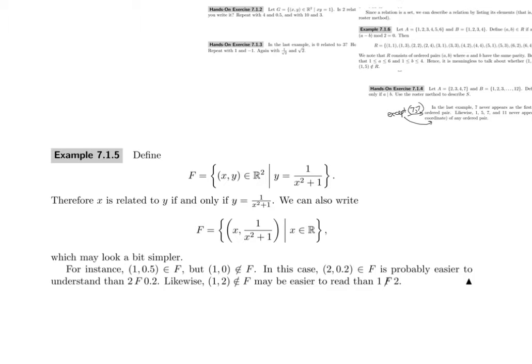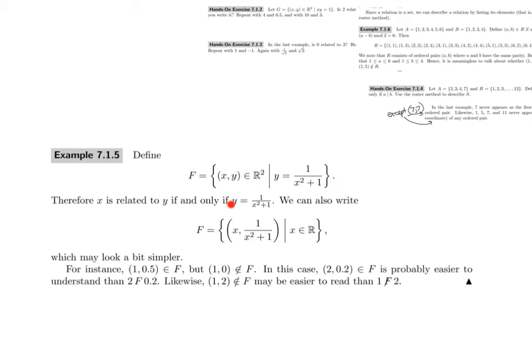Here's a more mathy example. Let's say we have this relation capital F, which is the ordered pairs in R cross R, or R2, such that y is equal to 1 over x squared plus 1. So the only way x and y can be related to each other is if y is equal to 1 over x squared plus 1.